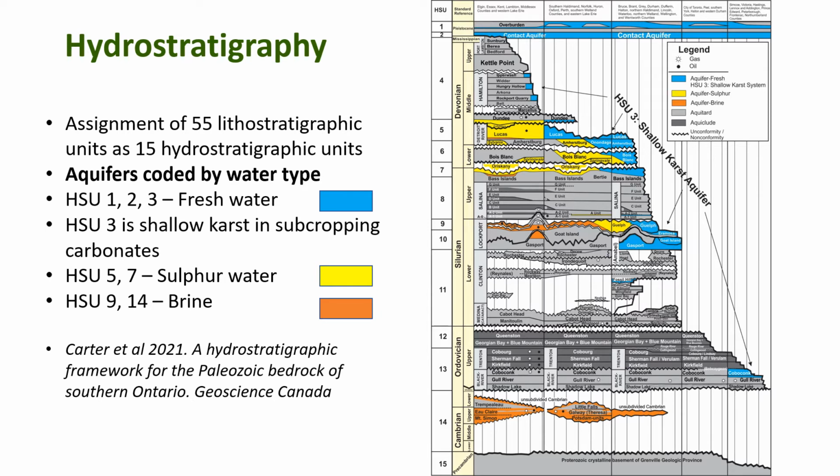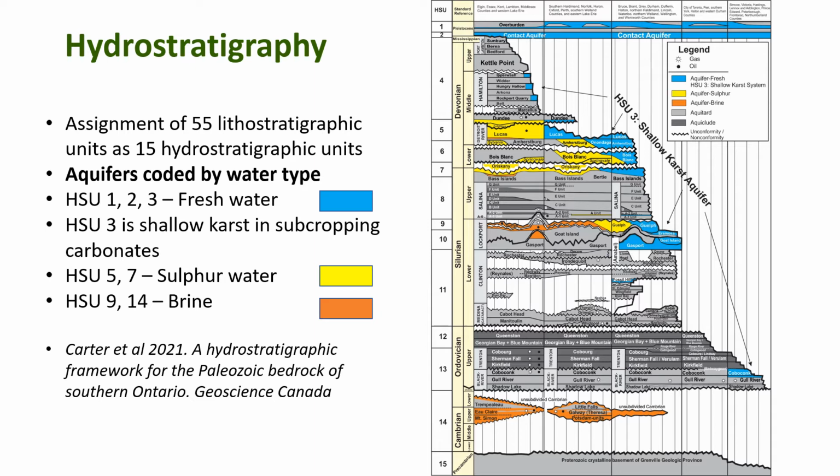Freshwater occurs in 3 shallow water aquifer systems. One in the superficial sediments, HSU2, and a contact aquifer at the sediment-bedrock interface, and HSU3 in shallow karst developed at the subcrop edges of carbonate formations.